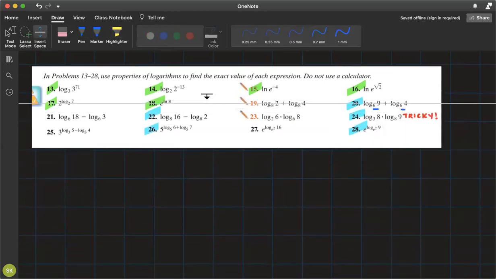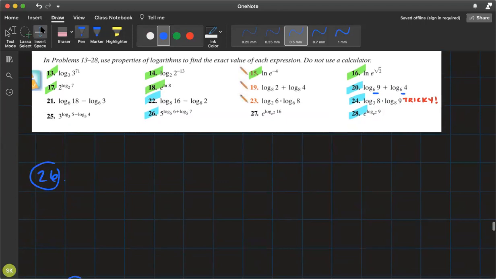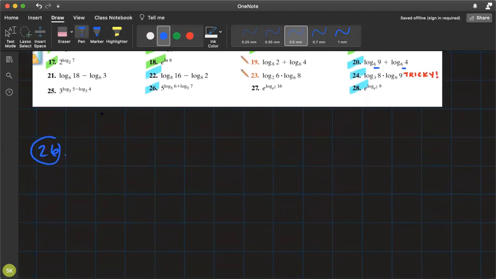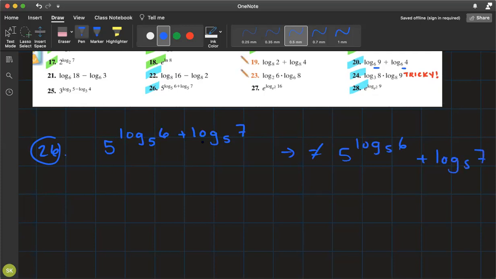Okay, let's try problem 26. So problem 26 says we have 5 to the power of log base 5 of 6 plus log base 5 of 7. So notice that all of this log stuff is inside the power of 5. This log base 5 of 7 is not being added to this one. What I'm saying is this is not equal to 5 log base 5 of 6 plus log base 5 of 7. This is up in the exponent.